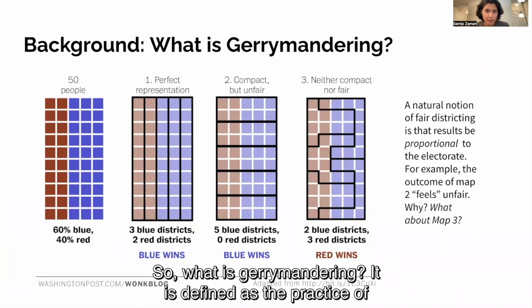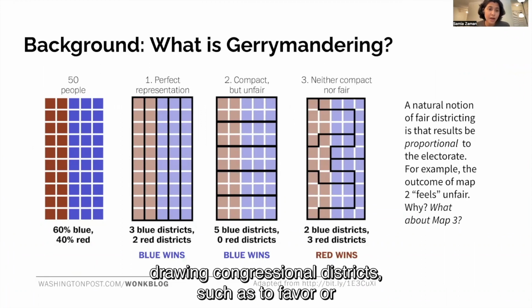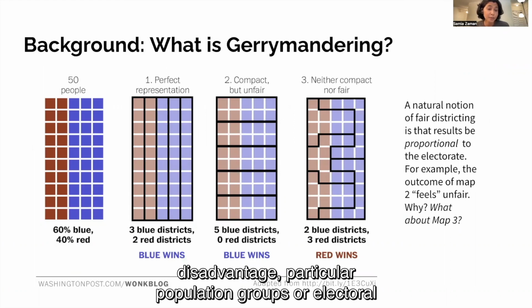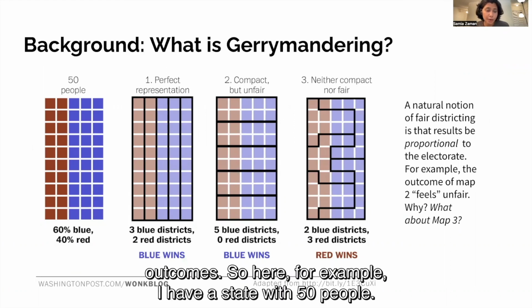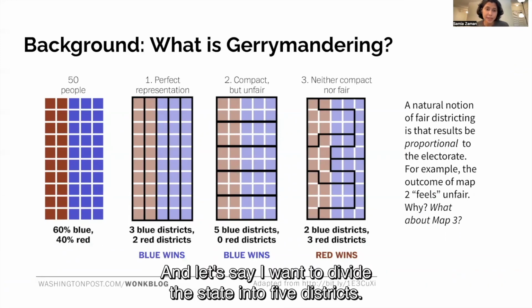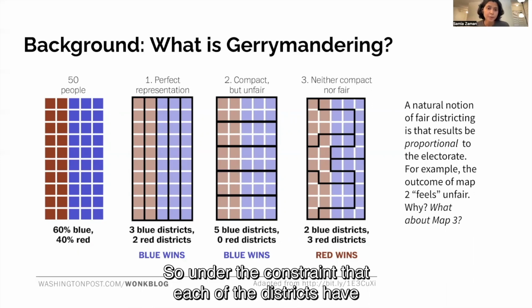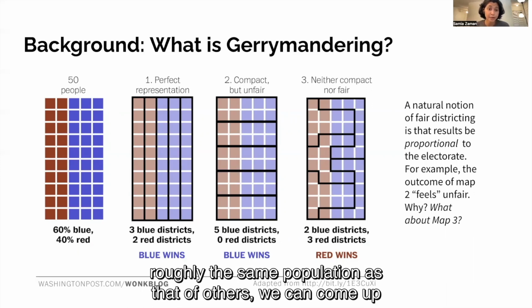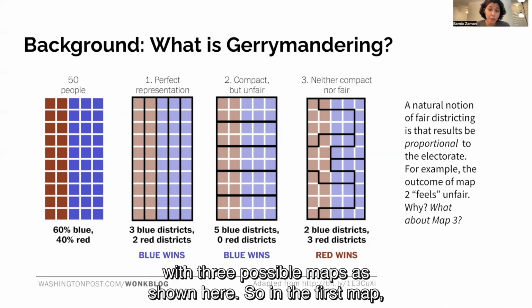So, what is gerrymandering? It is defined as the practice of drawing congressional districts such as to favor or disadvantage particular population groups or electoral outcomes. So here, for example, I have a state with 50 people, and let's say I want to divide the state into 5 districts. Under the constraint that each of the districts have roughly the same population as that of others, we can come up with 3 possible maps as shown here.